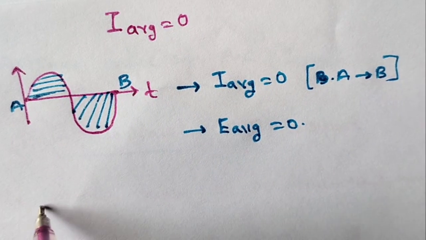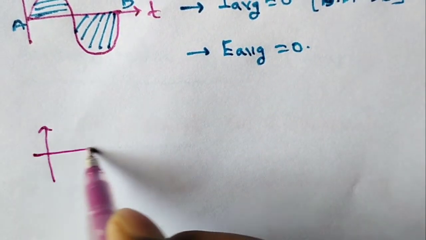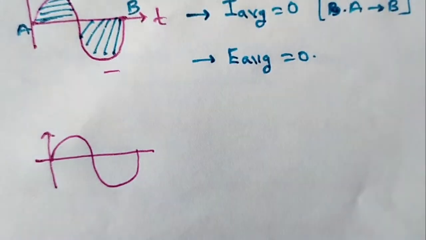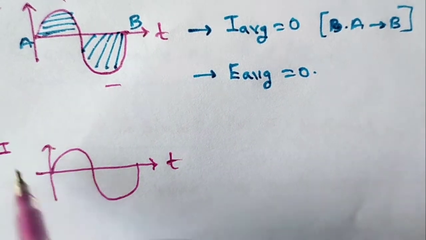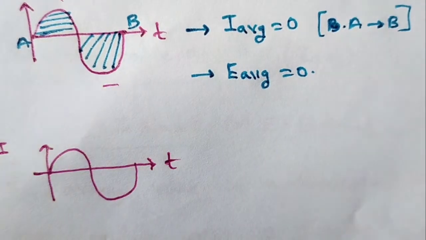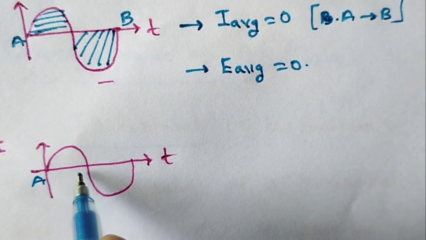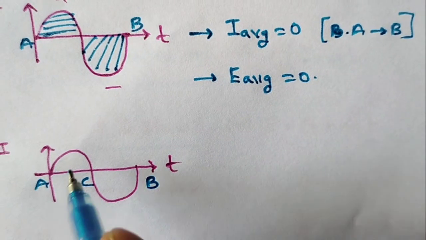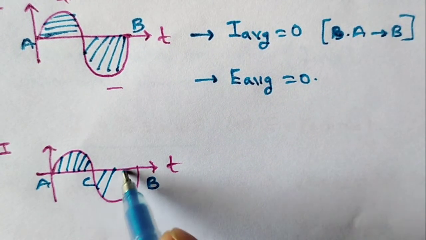Okay, so this is the same graph I am taking. Here one is a positive peak, another is negative. Here also I can take small t and capital I. In this one there are some small changes. Here A and this is B as it is, this is C. So AC is shaded and CB is also shaded.